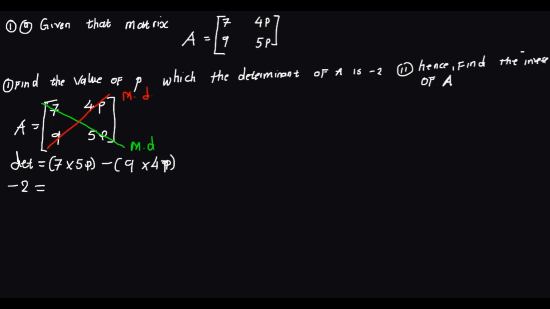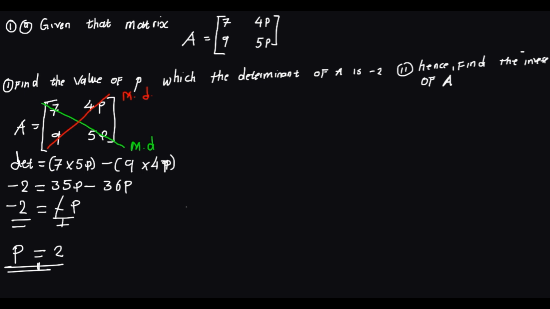7 times 5p is 35p. Minus 9 times 4p is 36p. Now here we can do the math on the right side. 35p minus 36p is negative p. So we divide by negative, also here by negative. So the value of p is positive 2. So this is our final answer.